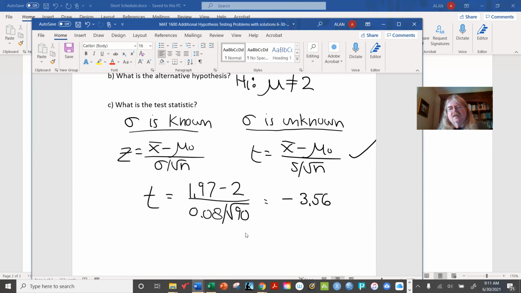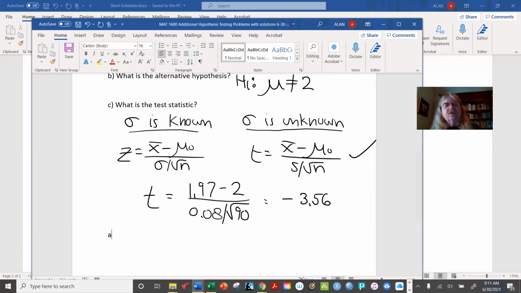Now that's a large number. That's 3.56 standard deviations below the mean. It already is fairly clear, although we need to go through the formality of proving it, that we're going to reject the null hypothesis. As a rule of thumb, let me just throw this in here.